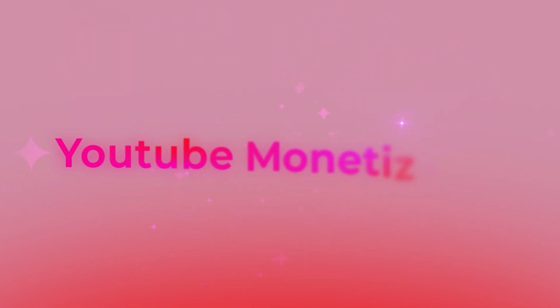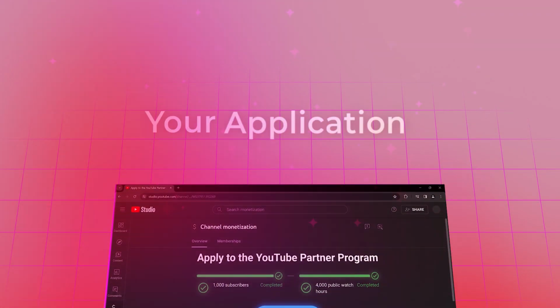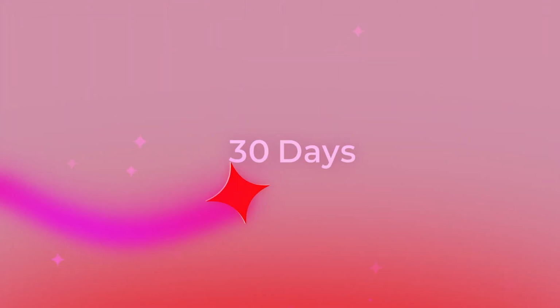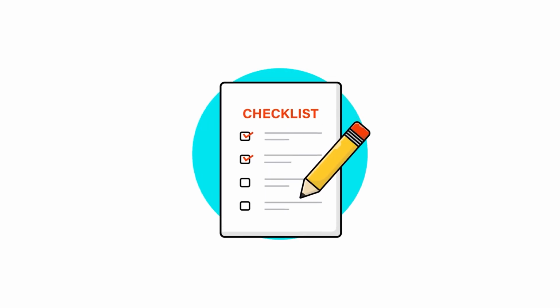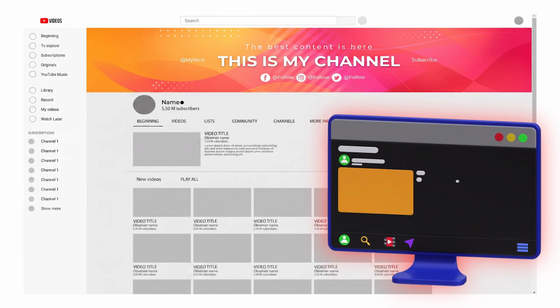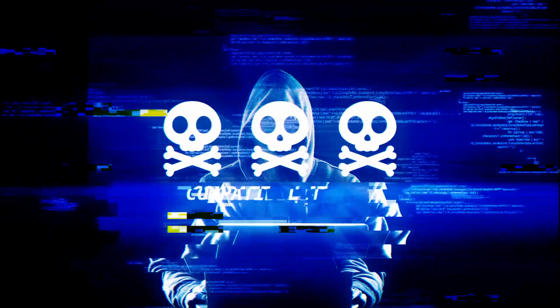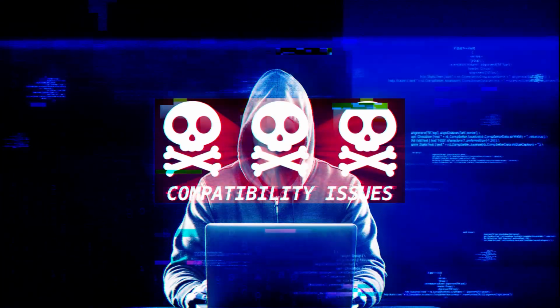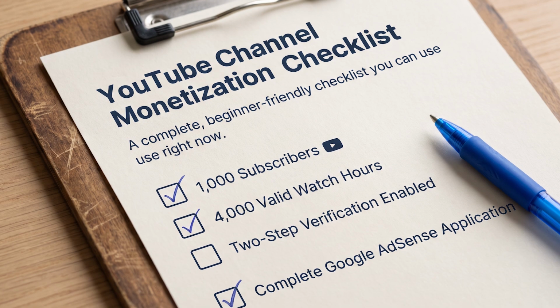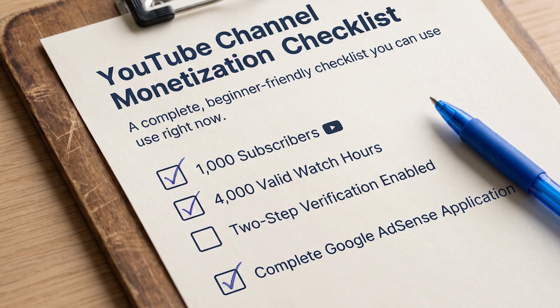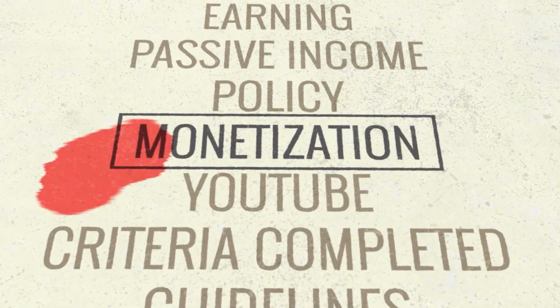There is nothing worse than thinking you're ready to apply for YouTube monetization, submitting your application, and then waiting 30 days only to get rejected. Very frustrating. The frustrating part? Most of those rejections are preventable. A simple checklist, going through your channel item by item before you apply, catches almost every issue before it becomes a problem. That's exactly what this video is about. A complete, beginner-friendly checklist you can use right now to prepare your channel for monetization.